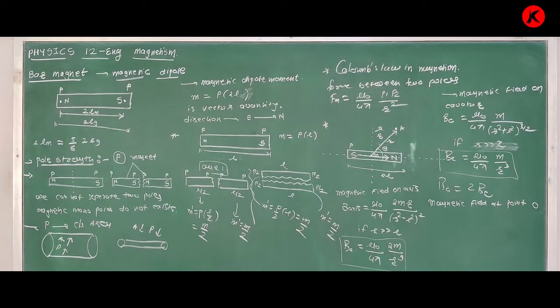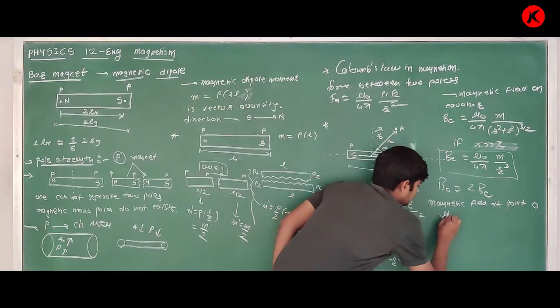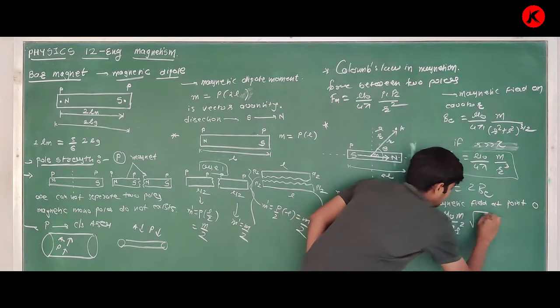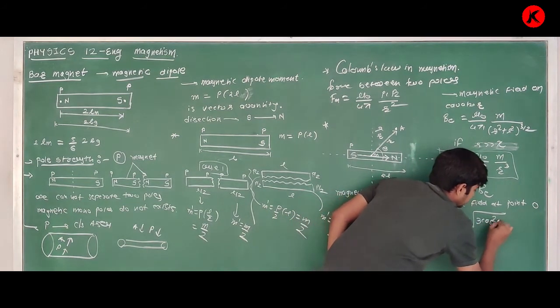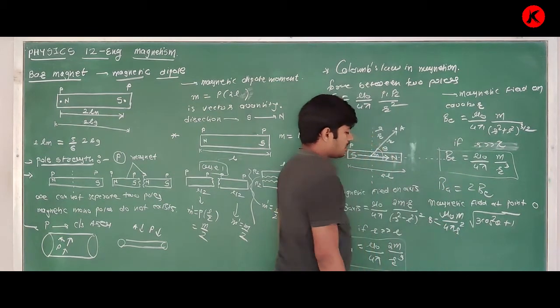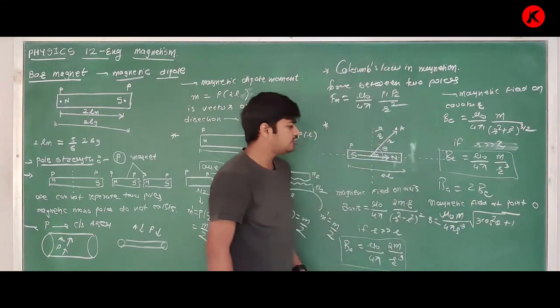It is mu 0 M upon 4 pi r cube under root 3 cos square theta plus 1. So yes, it is the equation of magnetic field. Okay, and yes, it is r cube actually. Okay, it is r cube.